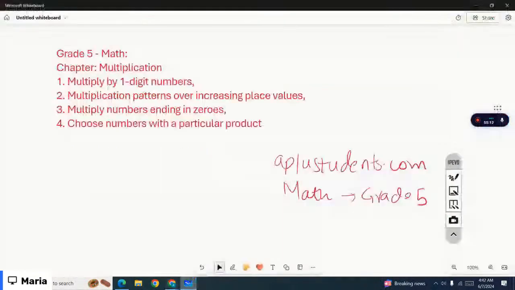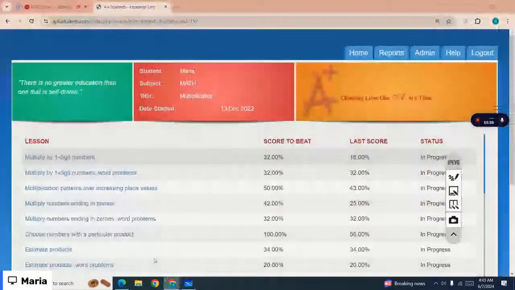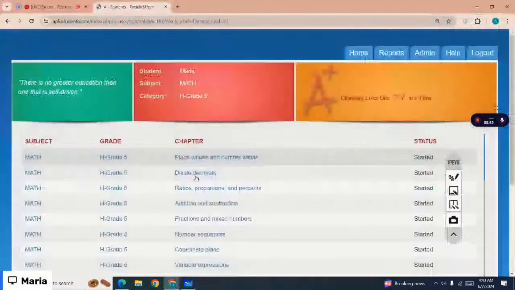So, we were working on grade 5 math. The chapter we were working on is multiplication. The lessons we have covered today are multiplication by one digit numbers, multiplication patterns over increasing place values, multiply numbers ending in zeros, and choose numbers with a particular product. So please make sure before the next session you complete all the practice questions for the lessons we did today. That is your homework until the next session, right?